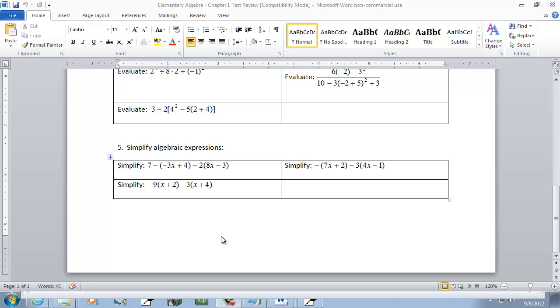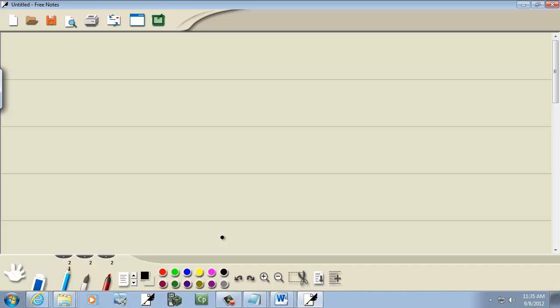Okay, let's look at our fifth problem type. If I get my pen to work here, there it goes. Let's look at our first example.